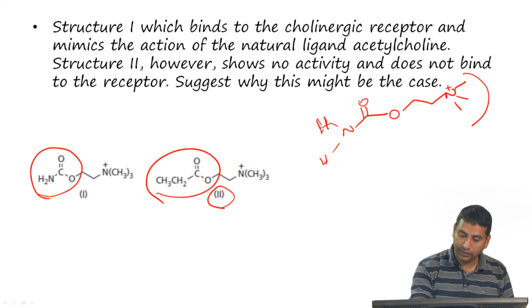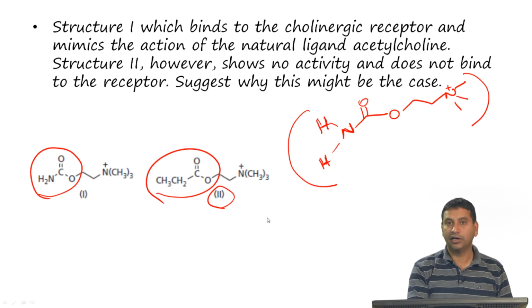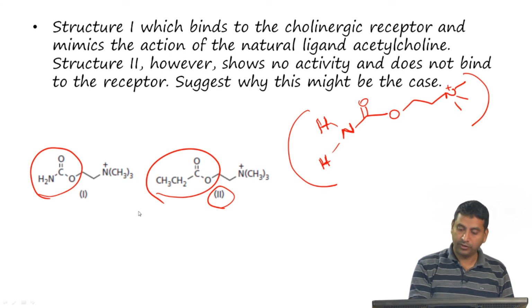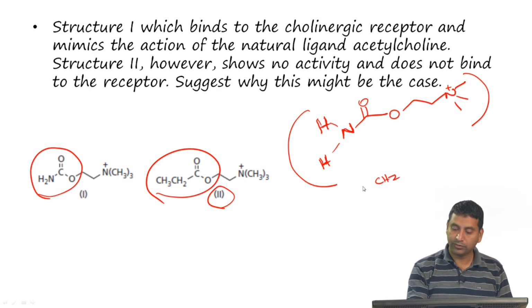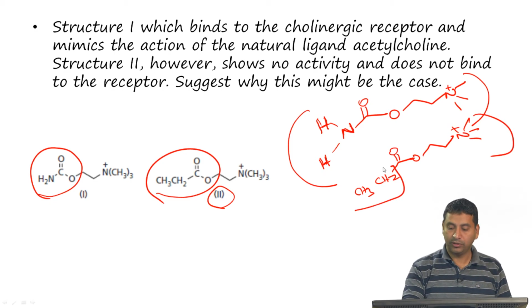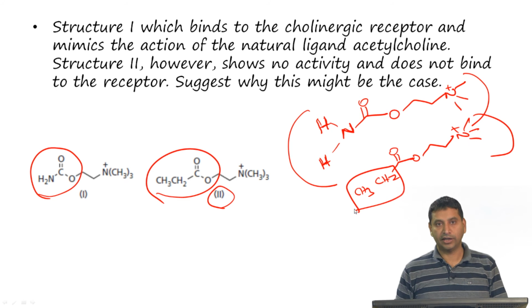So, it is quite likely that this hydrogen and this NH2 group is very important. We know perhaps that there is some hydrogen bonding interaction over here that does not happen in the case of the ethyl. Here you have CH2, CH3, C double bond O, and the rest of the molecule is the same. So, it is quite possible that there is an important hydrogen bonding effect that is important for the receptor to bind to the ligand, which does not happen in the case of the second molecule.